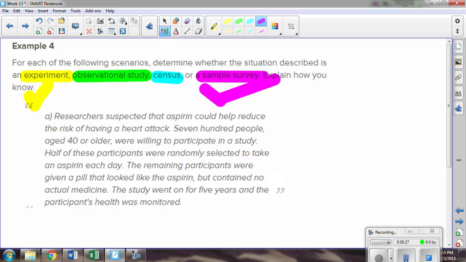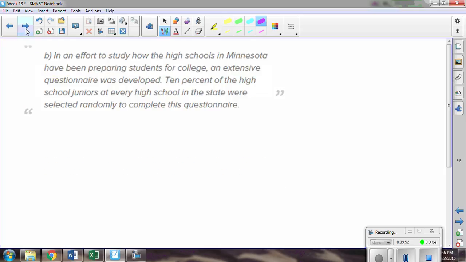Because of course, could you possibly give medicine to everybody who's 40 or older? Man, you're looking at a couple million, or in our country, probably 200 million people. Good luck keeping the records on 200 million people and whether or not they take aspirin every day. I just don't see that one happening. For 5 years straight, yeah, good luck.